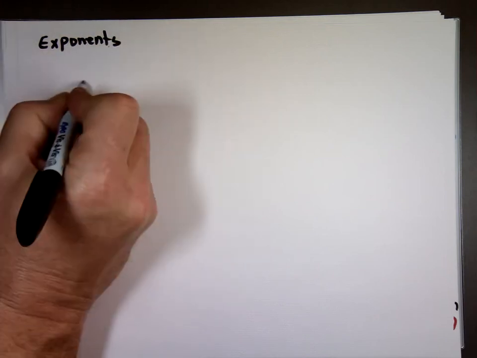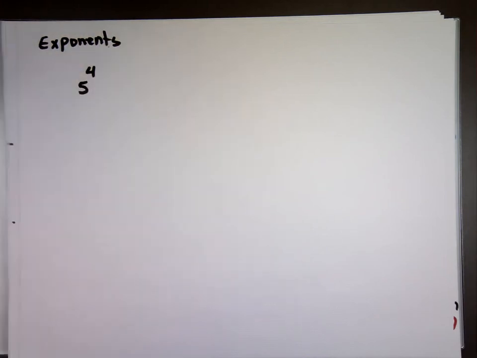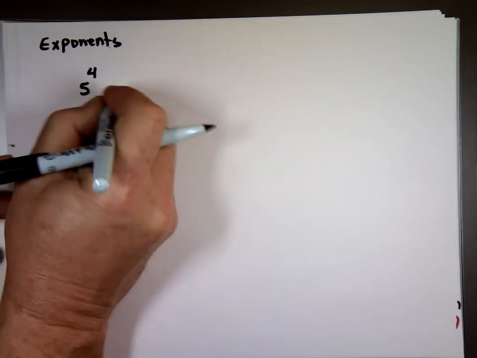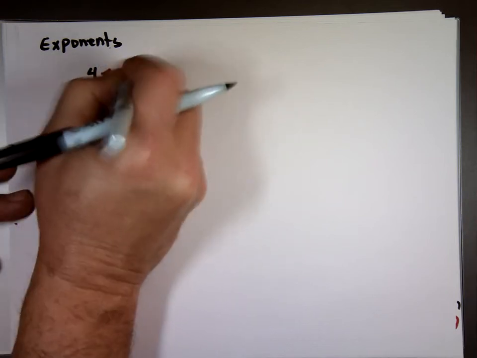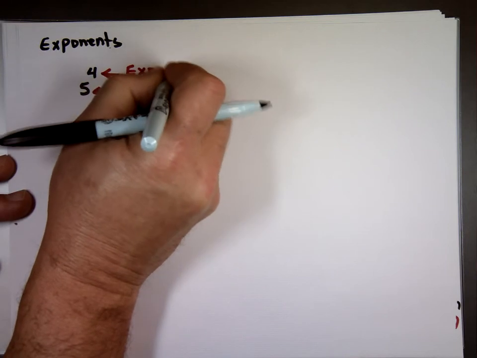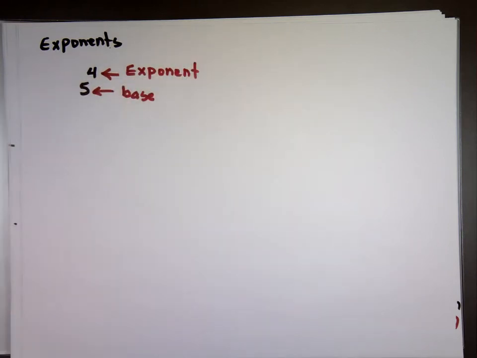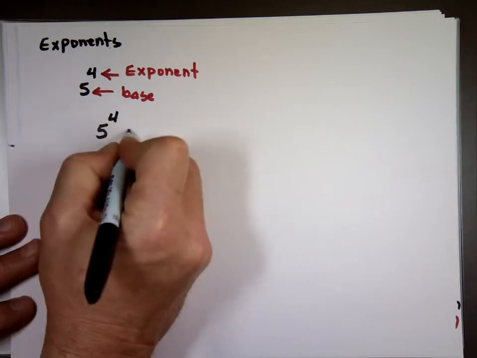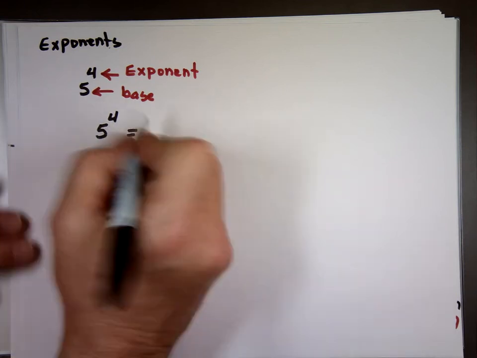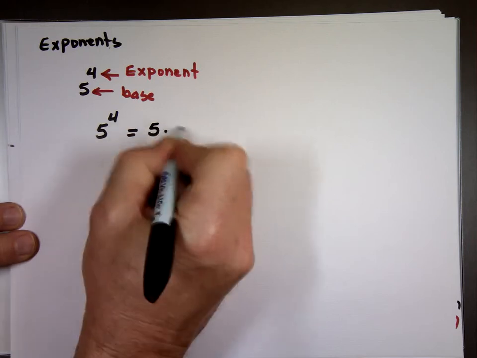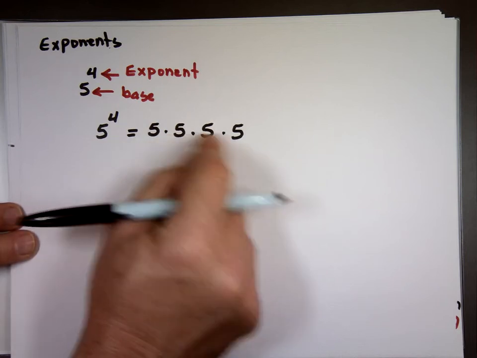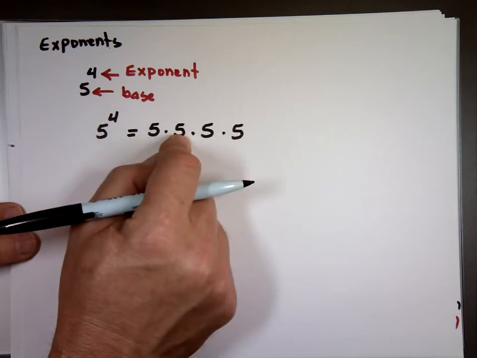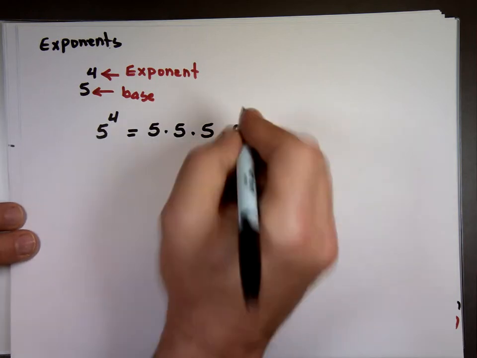If you see, for example, 5 to the 4th, the 5 is known as the base, and the 4 is known as the exponent. That's the exponent. So when you see 5 to the 4th, what does that mean? Does that mean 5 times 4? No. Then what is it? 5 multiplied by itself 4 times. Good. Multiply the 5 by itself 4 times. 5 times 5 times 5 times 5. 5 times 5, 25 times 5, 125 times 5, 625.